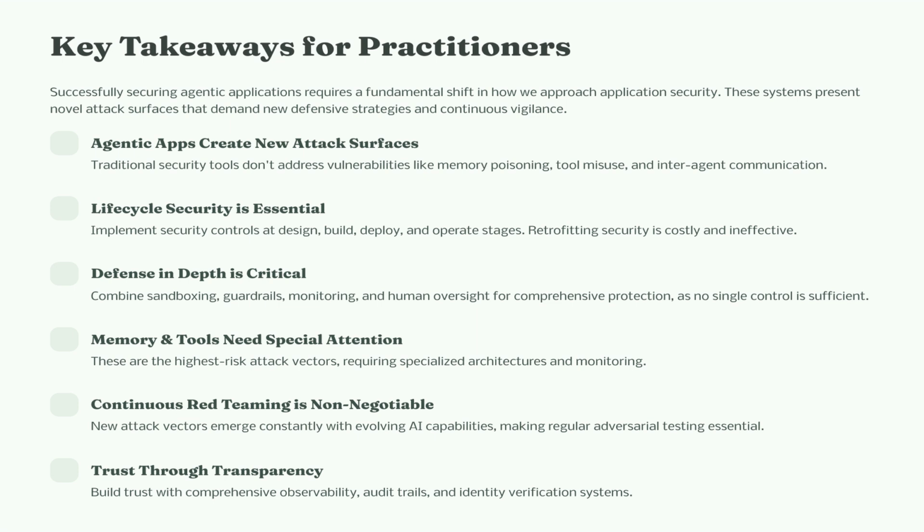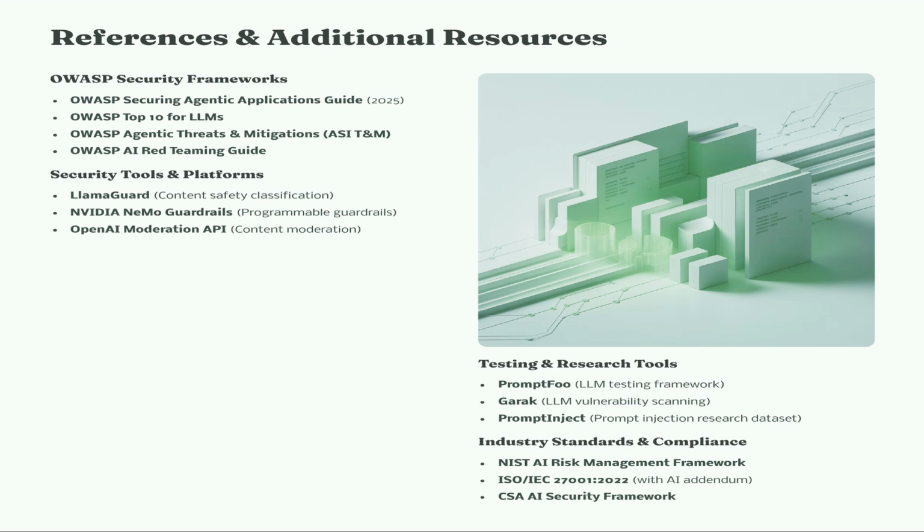As we move forward, we'll explore additional resources, including the OWASP security framework, which can provide further insights into securing agentic applications. As we transition from our previous discussion on securing agentic applications, it's crucial to highlight some valuable resources that can further enhance our understanding and implementation of these strategies. The OWASP security framework provides a comprehensive guide specifically designed for securing agentic applications. This includes vital resources such as the OWASP Top 10 for large language models, which outlines key vulnerabilities, and the Agentic Threats and Mitigations Guide that offers targeted strategies to address these challenges.